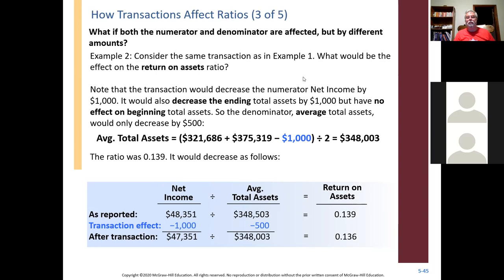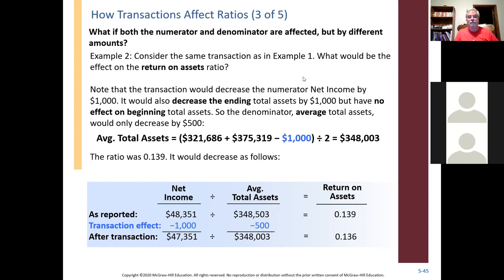Does anyone have any questions about that? So when we look at the effect after this transaction, return on assets goes down, but only by 3/1,000ths of a point. So this effect is pretty small.